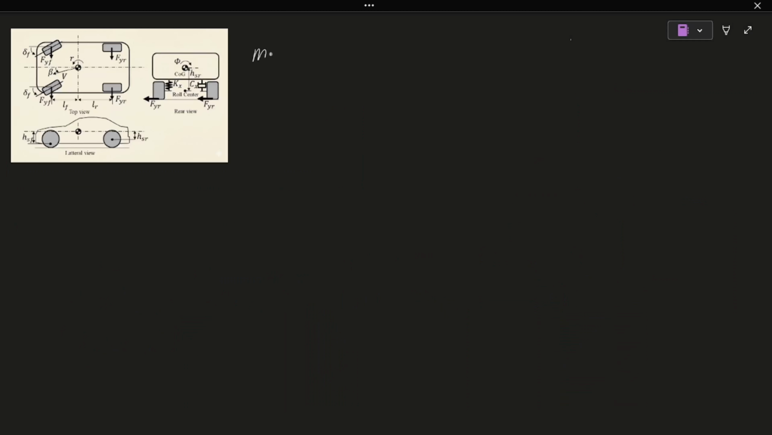First, longitudinal motion equation. m x double dot equals Fx plus Fd. Here, Fx is the applied longitudinal control force, and Fd is the driver's driving force.